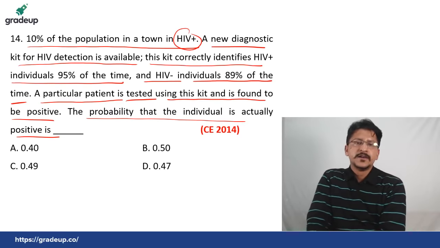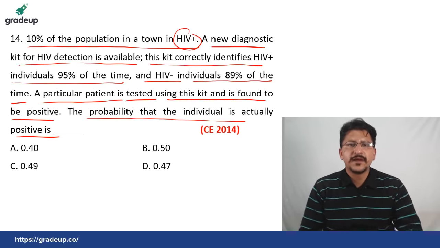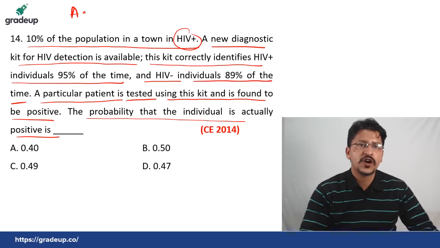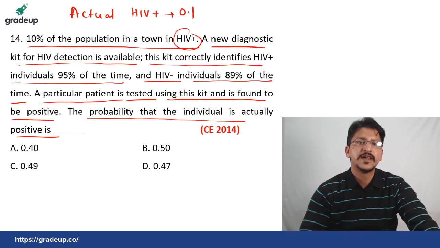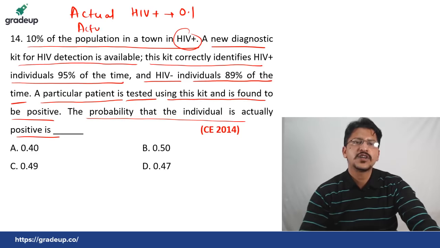Okay, Ashwin. See, now read this question. If you talk about the actual data, the persons who are actually HIV positive are 0.1, that is 10%. And the remaining are actually HIV negative, that is 0.9 or 90%.